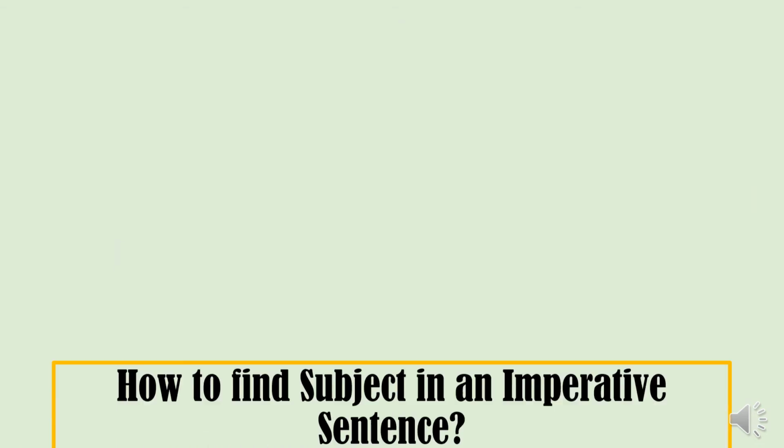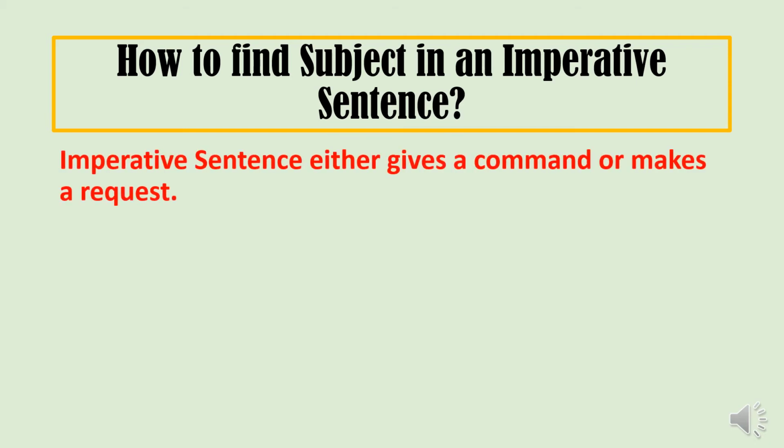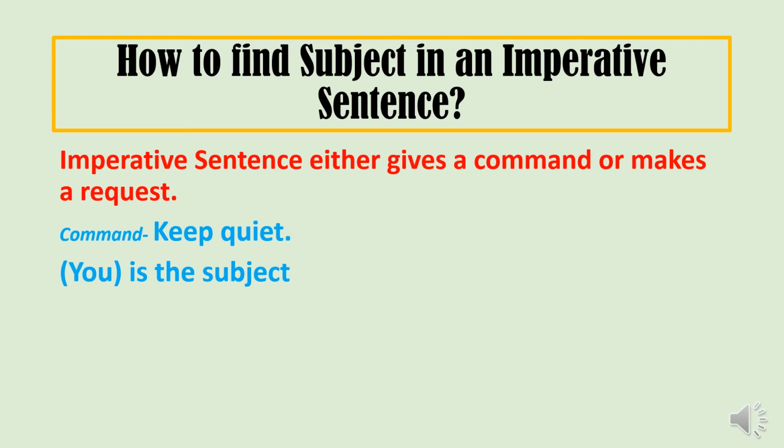Now students, let us find the subject in an imperative sentence. Before that, let us see what is an imperative sentence. Imperative sentence either gives a command or makes a request. For example, if you're giving a command, we say keep quiet. Now in this sentence, there is only a predicate, that is keep quiet. There is no subject. So then what is the subject in this? Well, the subject is you, because it's an imperative sentence.